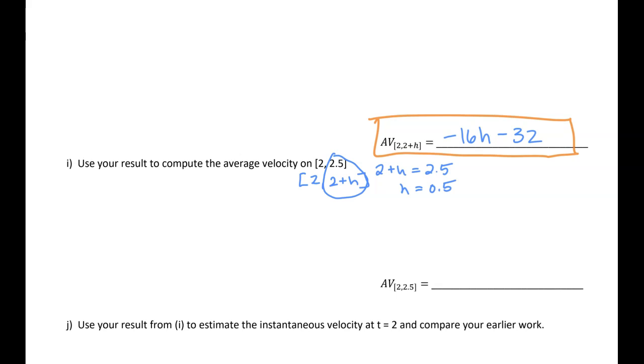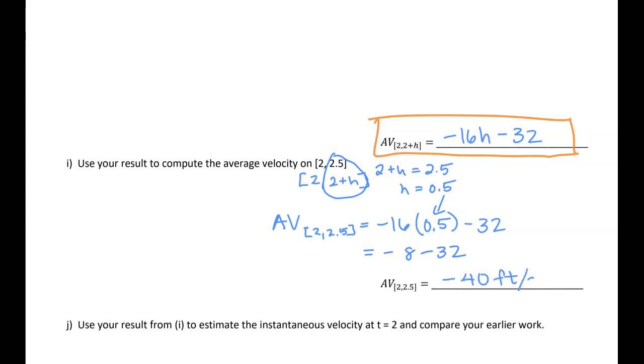And this will tell you the average rate of change. So the average rate of change from 2 to any other point, basically. So we can just go right back to that formula and say, okay, well then the average value from 2 to 2.5 will be negative 16 times 0.5, which is our h value, minus 32. Half of negative 16 is negative 8. So negative 8 minus 32 gives us negative 40 feet per second.